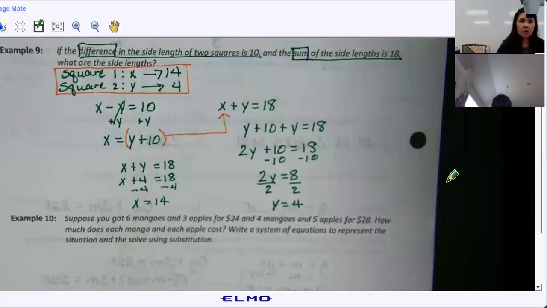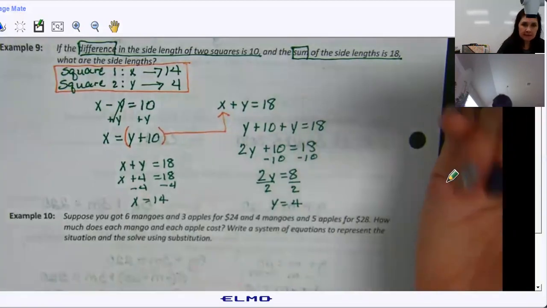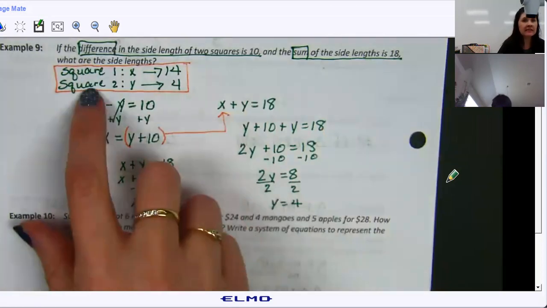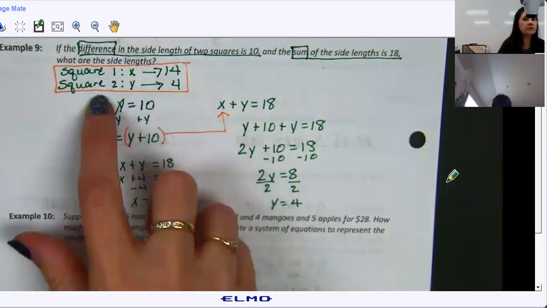Okay, so this is how I would write my answer for this problem. Square 1, which represents x, is 14, and square 2, which represents y, is 4.